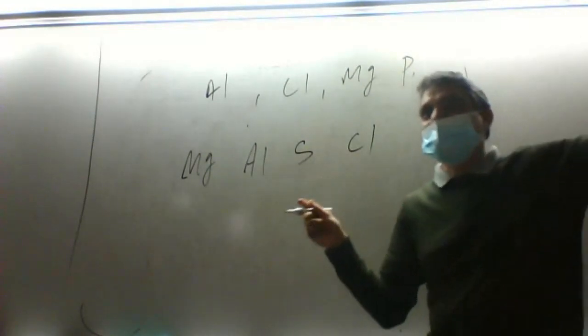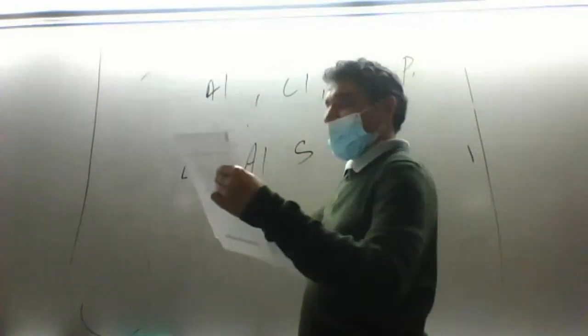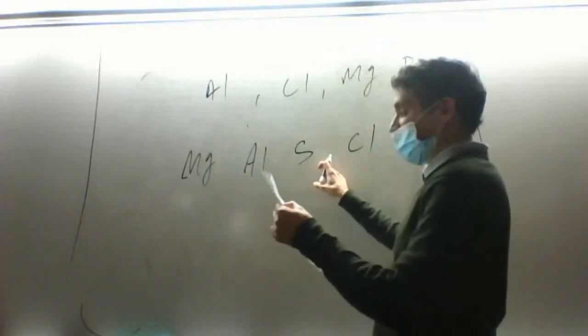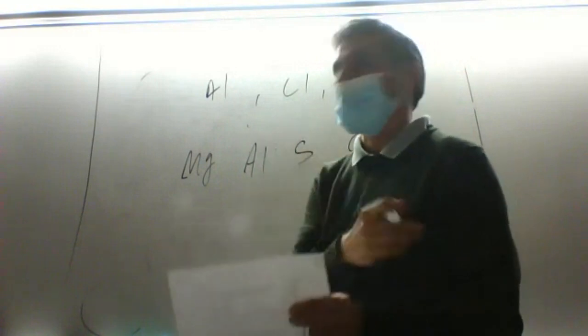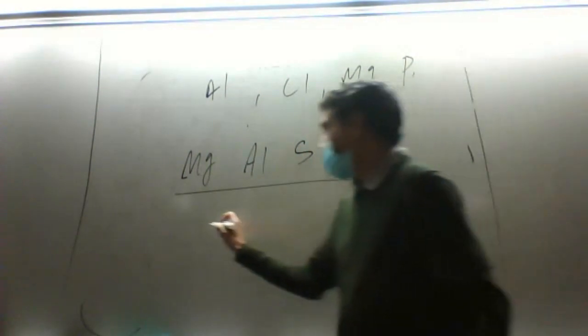So you need to look at the periodic table. Don't get confused there. Just look at the periodic table. Among these elements, first is magnesium, second is aluminum, third is sulfur, and the last one is chlorine, right? Now apply the periodic table. Going this way, does the size decrease or increase? Decrease, right? So I already told you.